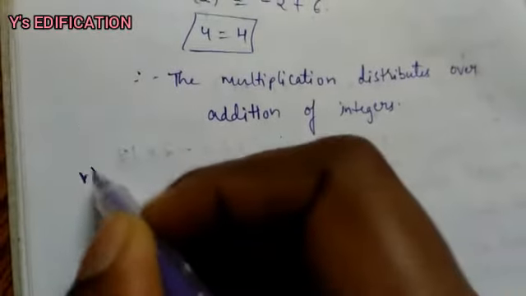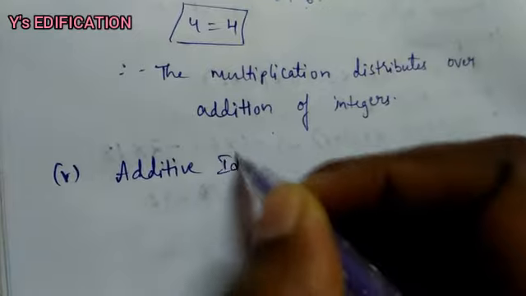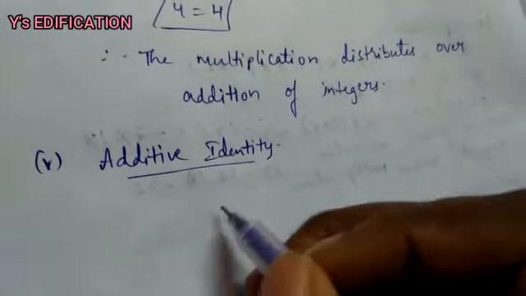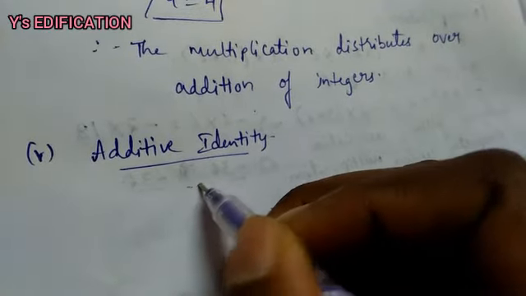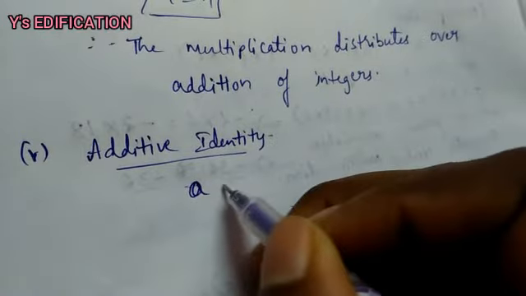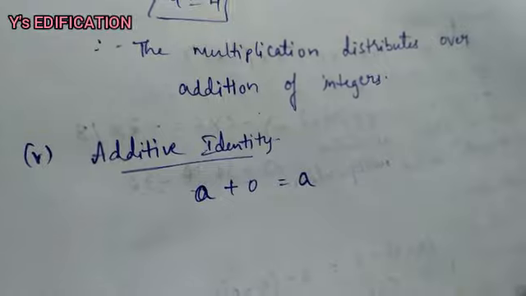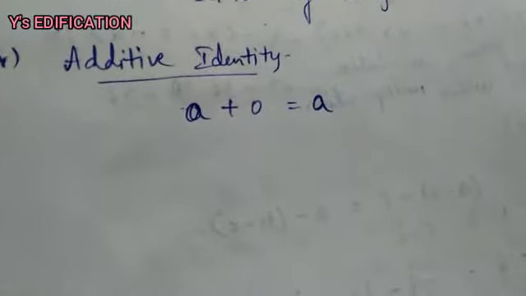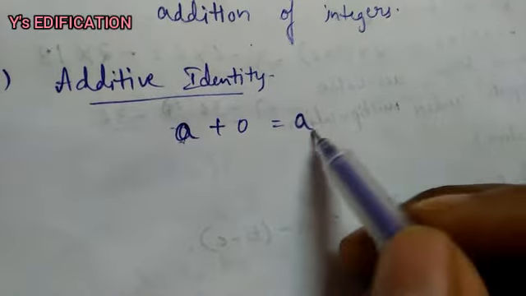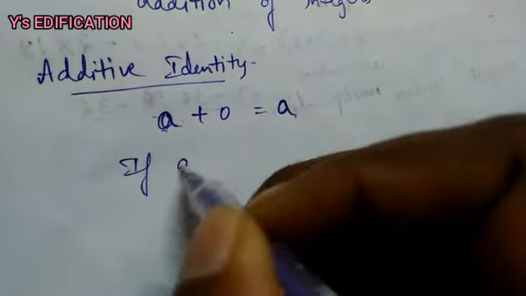And the next one is additive identity. What is additive identity? If for any integer, suppose a is an integer, when we add 0, the answer will be the integer. When we add something to 0, the answer will be something. In the same way, when we add any integer to 0, the result will be an integer. Let me take a as an integer.